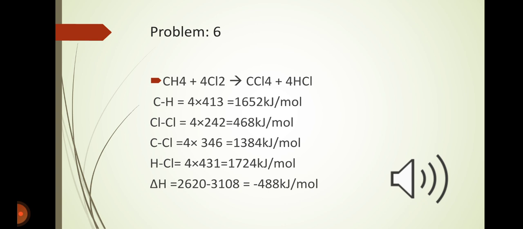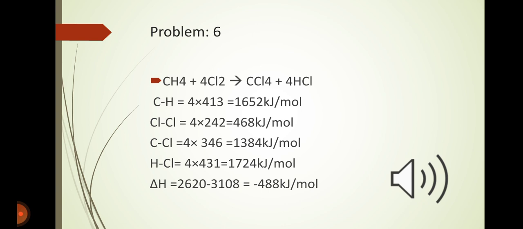And the chlorine bond energy is 242. How many chlorine bonds are there? 4 Cl2 means 4 chlorine bonds are there. So 4 into 242, that is equal to 968 kilojoule per mole. And in case of CCl4, how many C and Cl bonds are there? 4 C and Cl bonds are there.